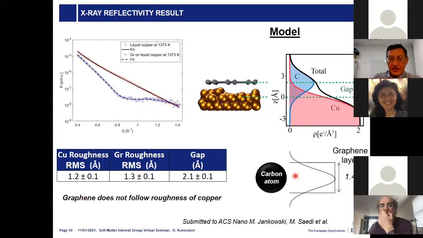And the graphene was modeled like a Gaussian-like shape of the carbon atom. And then we fixed the electron density in the graphene layer. We also fixed the thickness, and the fitting parameters were the roughness of the graphene, the roughness of the copper, and the gap between them. So then, knowing this gap, it is possible to calculate the interaction force between the copper and the graphene, and then to apply this to the separation process, which I showed you from the beginning.